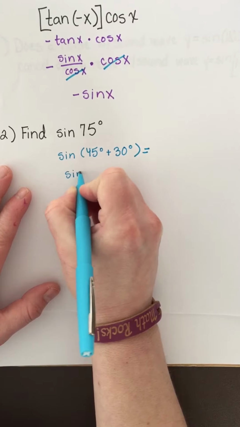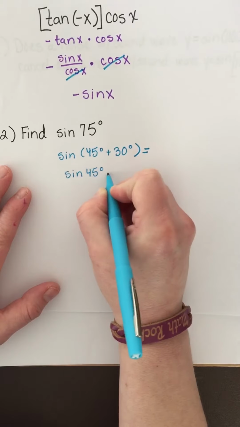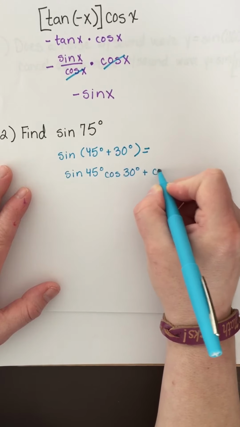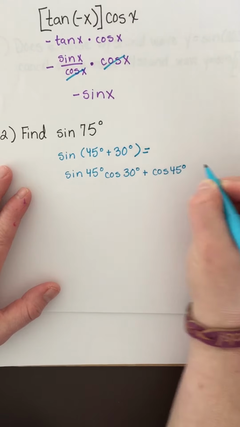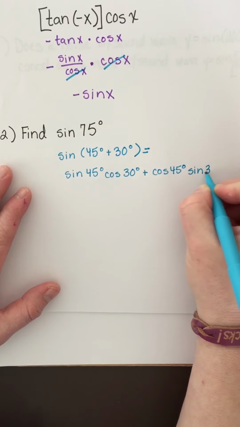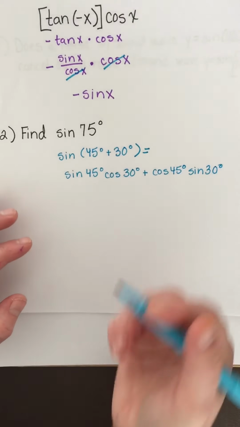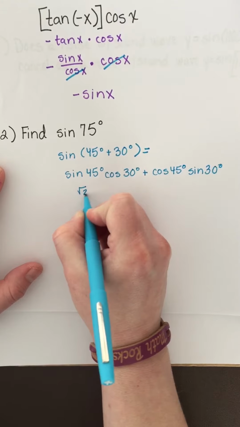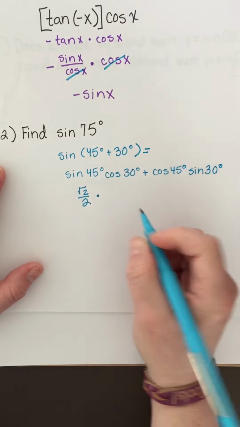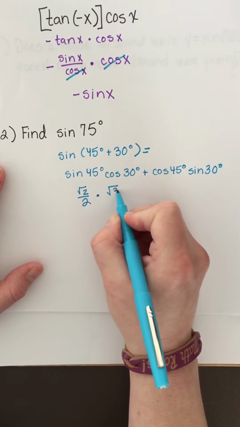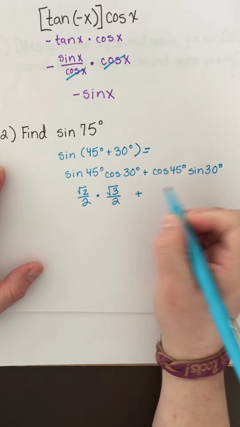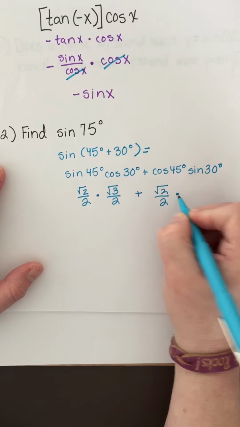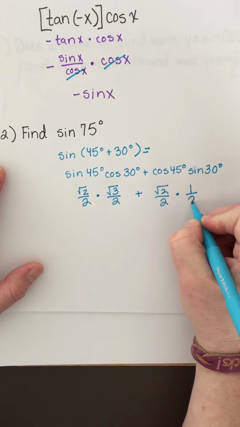So that would be the sine of 45 degrees times the cosine of 30 degrees plus the cosine of 45 degrees times the sine of 30 degrees. And these values will come right off the unit circle. The sine of 45 degrees is the square root of 2 over 2. The cosine of 30 degrees is the square root of 3 over 2, plus the cosine of 45 degrees is the square root of 2 over 2, and the sine of 30 degrees is a half.